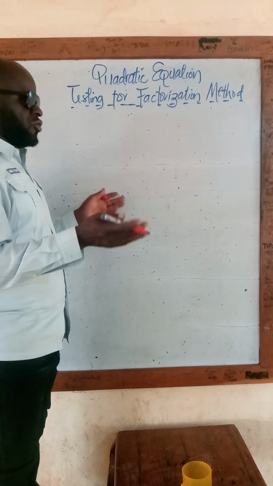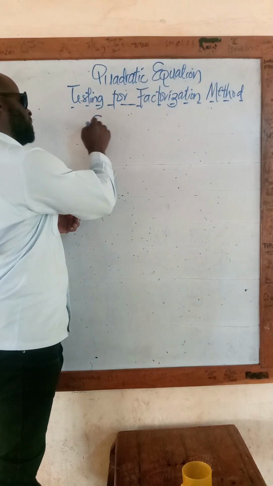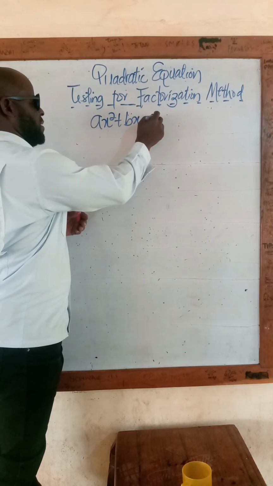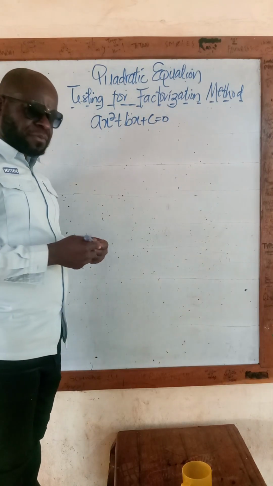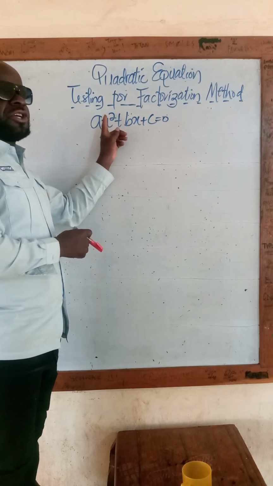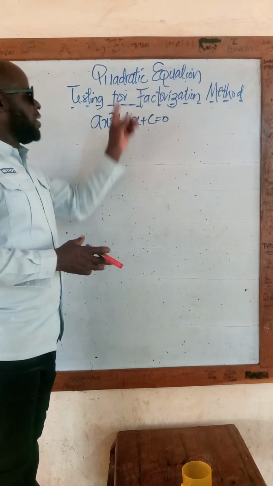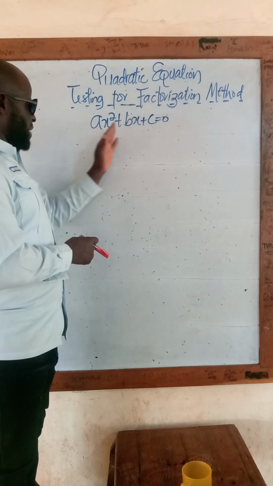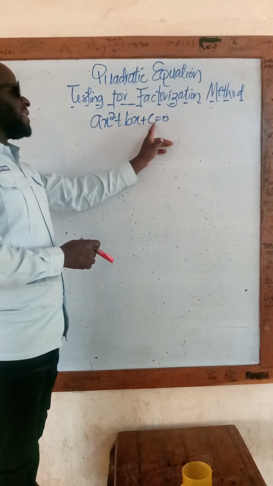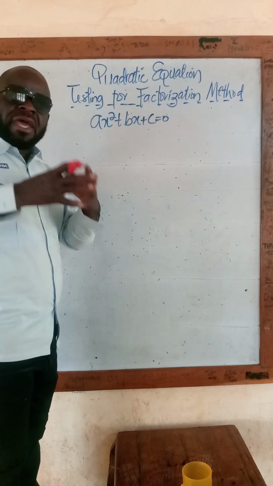Now, we should know that quadratic equation is an equation of the form ax squared plus bx plus c equals 0. Anytime you have an expression of second degree and is equated to 0, we call it quadratic equation. But if this expression starts with the first term and ends at c without equating it to 0, we call it quadratic expression.